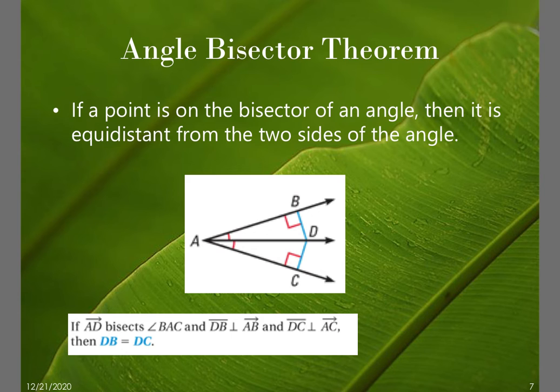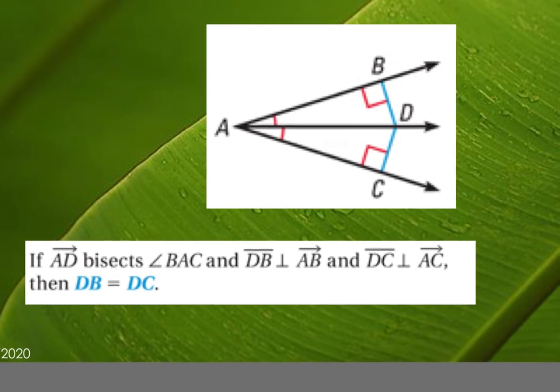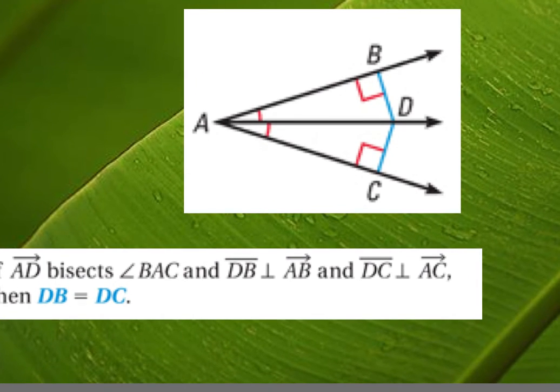So by definition, an angle bisector is usually a ray, but it could also be a segment that cuts an angle into 2 congruent parts. And the theorem is telling us that if a point is on that angle bisector, then it's equidistant from the sides. So 2 really important things here. One is it has to tell you it's the bisector, or these little marks have to be here.